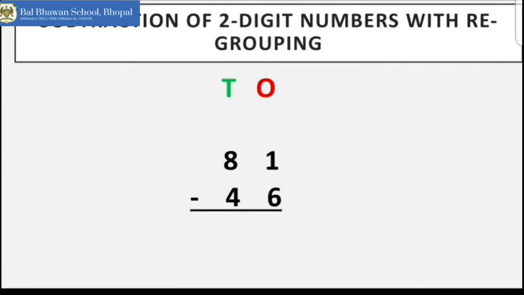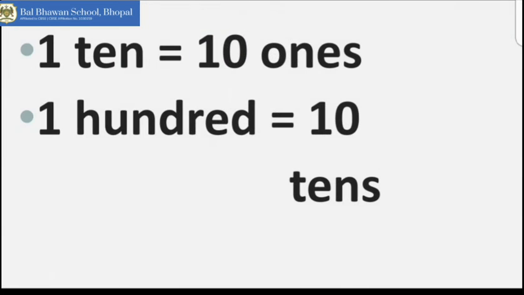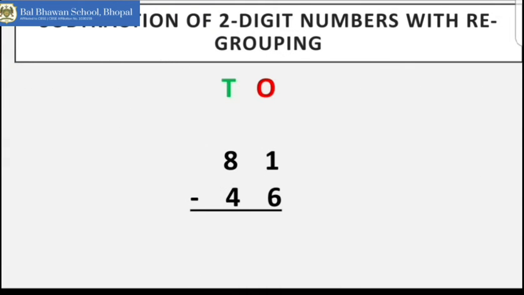Now before we start with subtraction of 3-digit numbers, first we will revise subtraction of 2-digit numbers, which you have already done in your semester 1 book. So let us start. The numbers here are 81 and 46. So you have to subtract 46 from 81. First we'll see the digits given at ones place. Here the digits are 1 and 6.